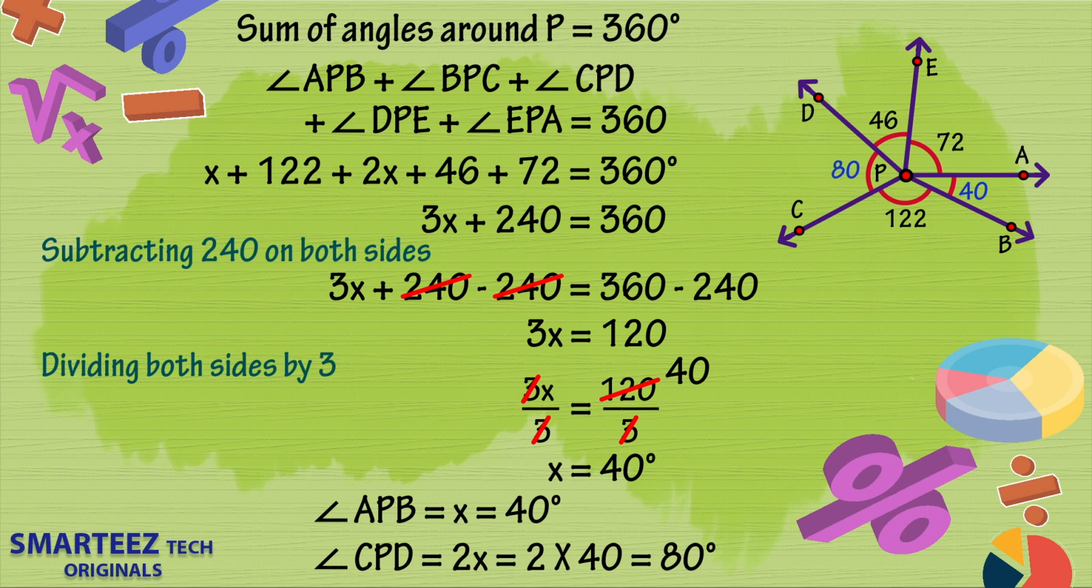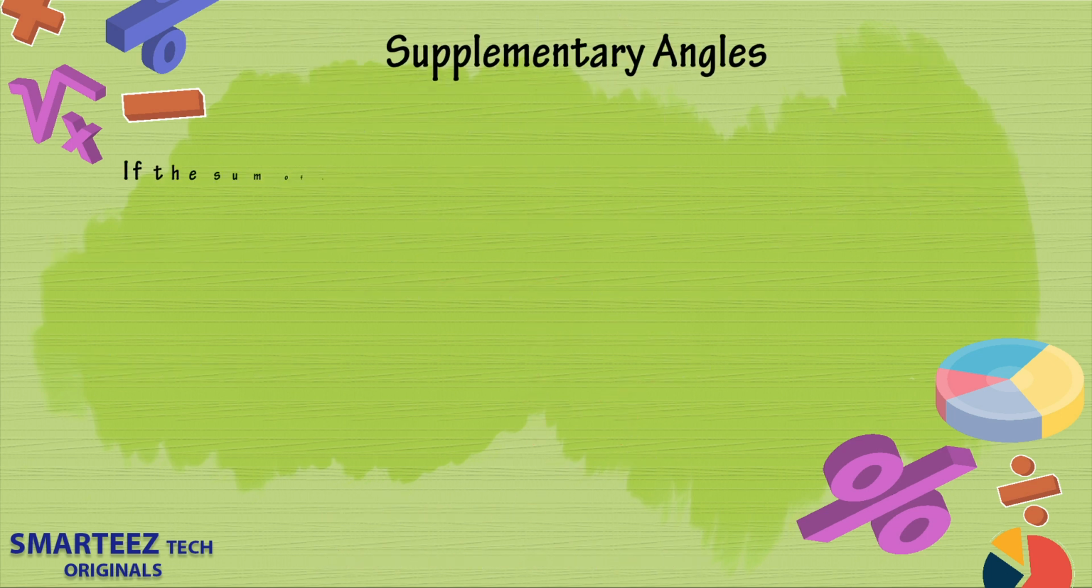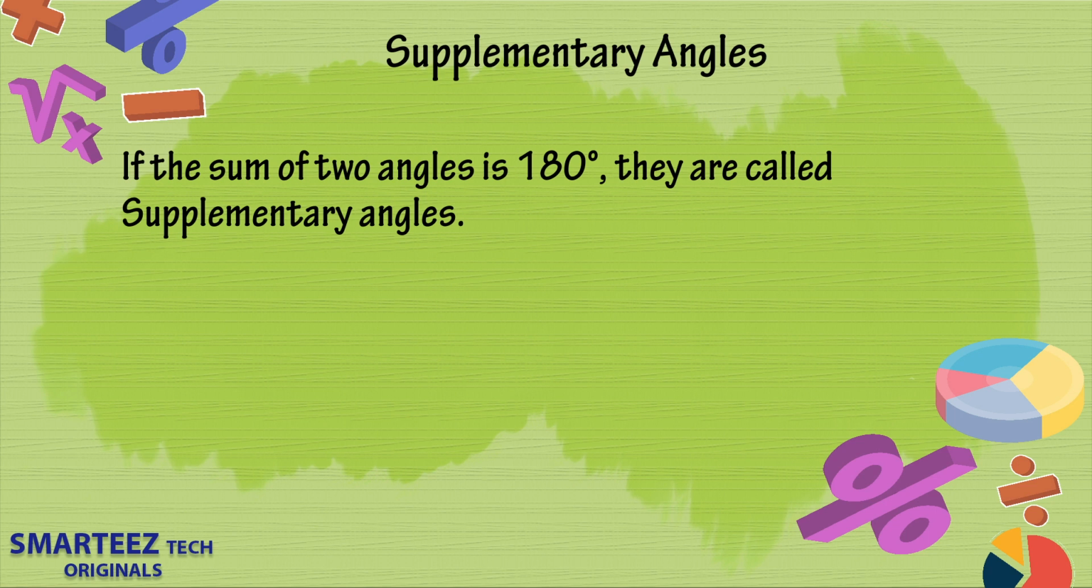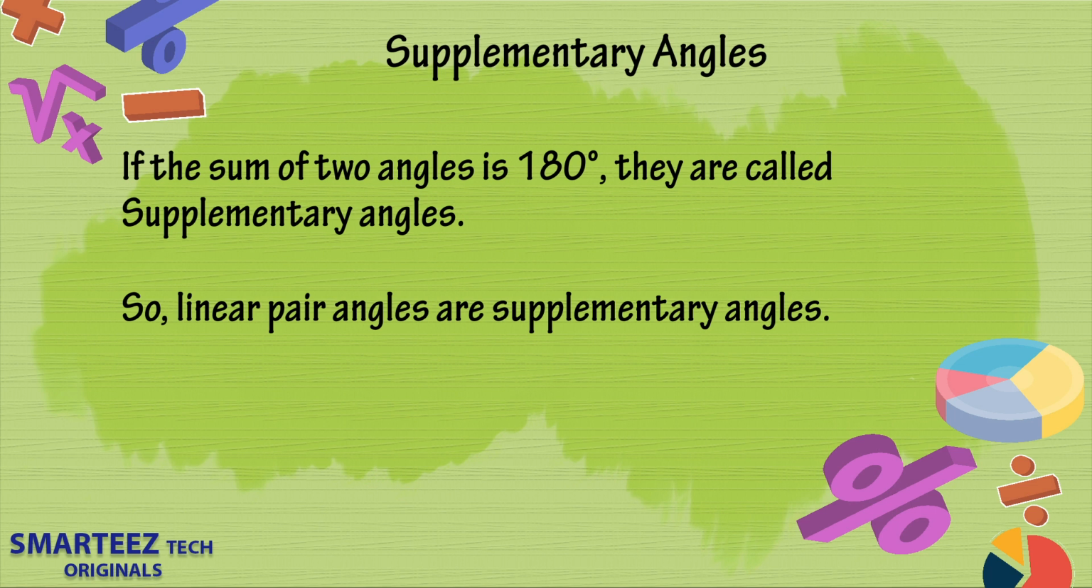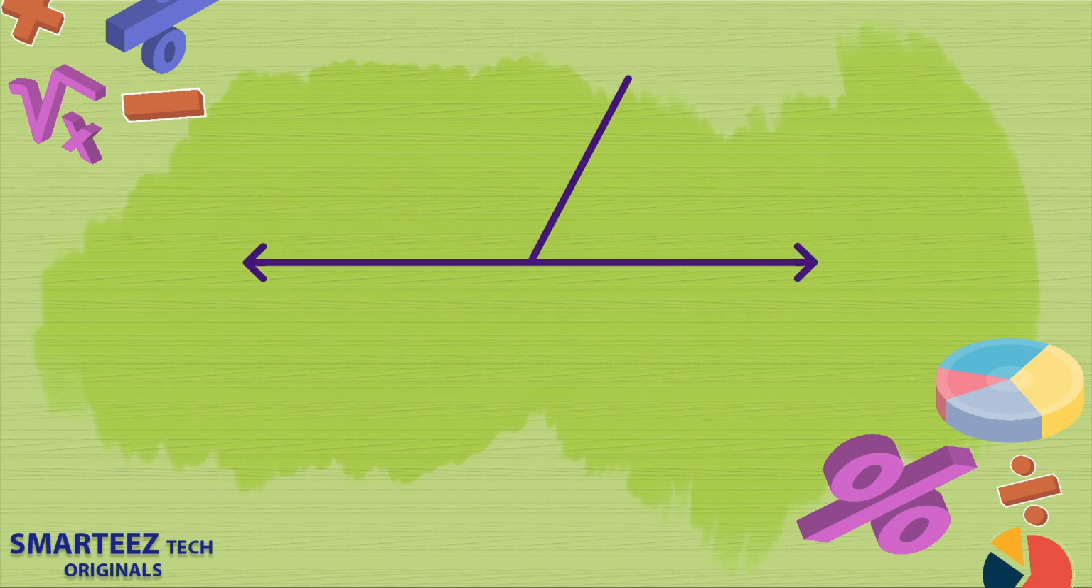Let's look at another set of angles called supplementary angles. Supplementary angles. If the sum of two angles is 180 degrees, they are called supplementary angles. So linear pair angles are supplementary angles. Conversely, we can derive if the sum of any two angles is 180 degrees, then the angles lie on a straight line. This is very important to remember because this will come in handy whether the two angles form a straight line or not. In the figure, we see angle 1 and angle 2.